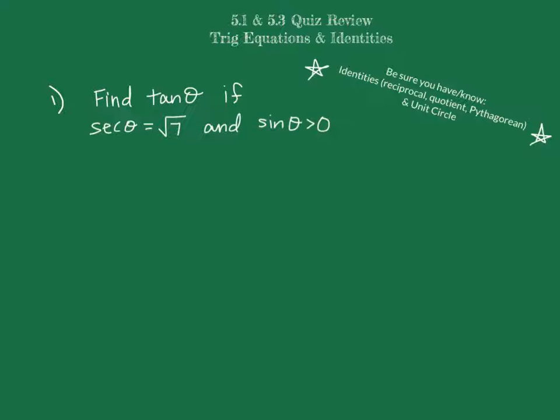So for your quiz, it's going to be 6 questions. Make sure that you have the identities on hand: reciprocal, quotient, Pythagorean from 5.1, Trig Identities. And then also make sure you have the unit circle on hand for the trig equation stuff. I guess I wrote this out of order, but whatever. So 5.1 is trig identities, 5.3 is trig equations. Take a look at number 1.